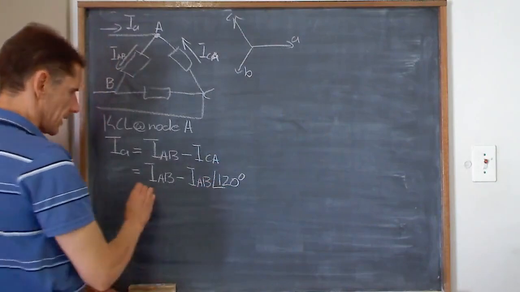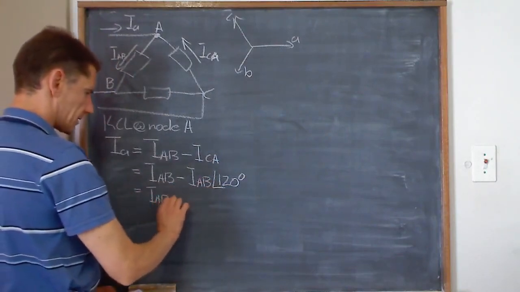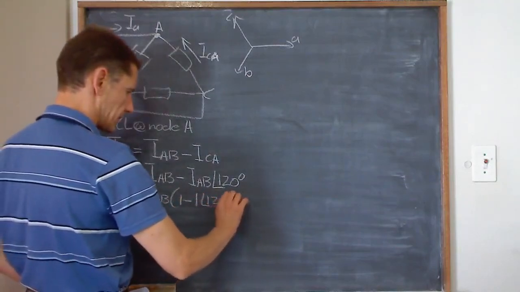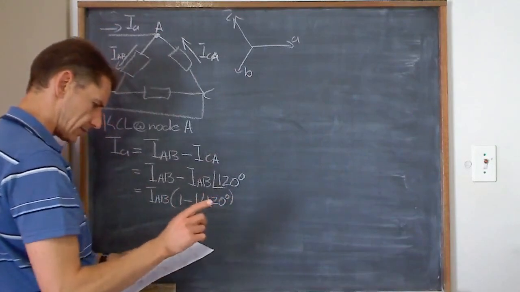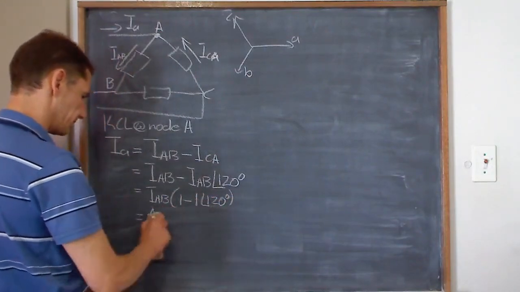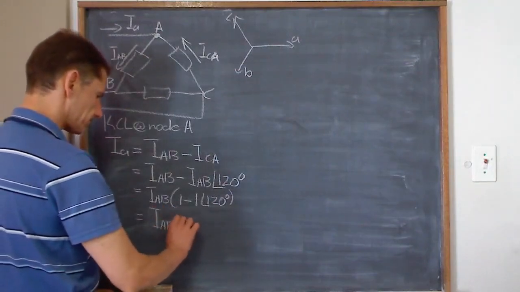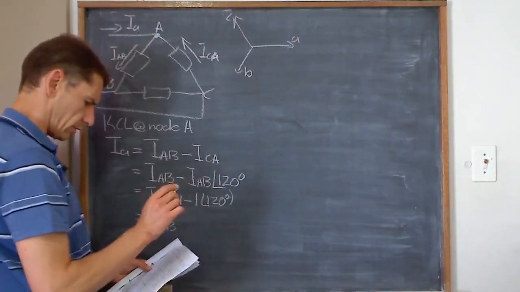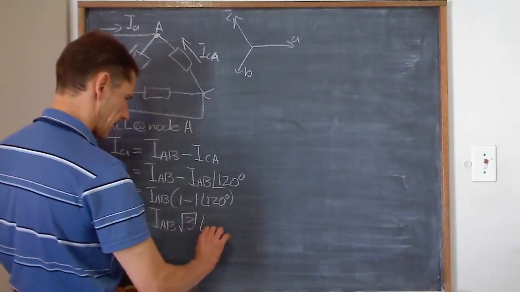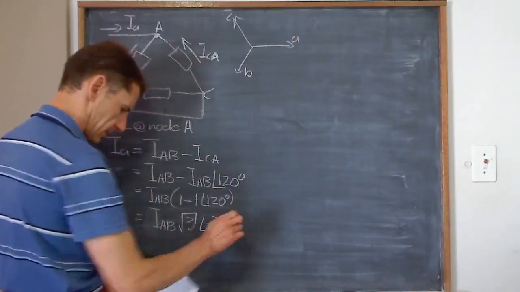All right. So now I can take the IAB out as a common factor, and you're left with 1 minus 1 angle 120 degrees. And if you punch that into your calculator, you will get IAB, and then 1 over root 3, angle, and now minus 30 degrees.